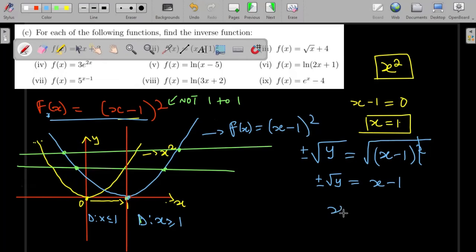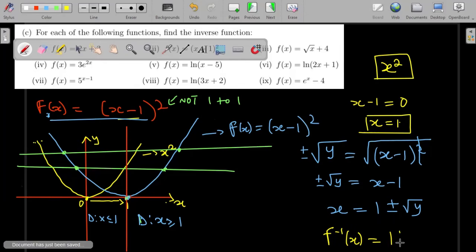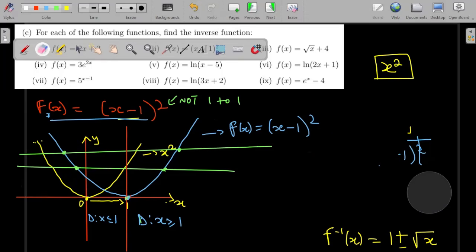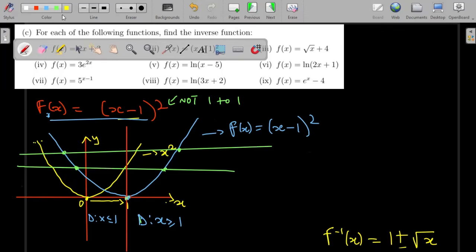So my x is equal to, I take this negative 1 to the other side, so it will be 1 plus or minus the root of y. Okay, so our inverse here will be, I replace this y with x, f inverse of x equals 1 plus or minus the root of x. This is where we're going to get our inverses, but those inverses will be strictly for the restricted domain.